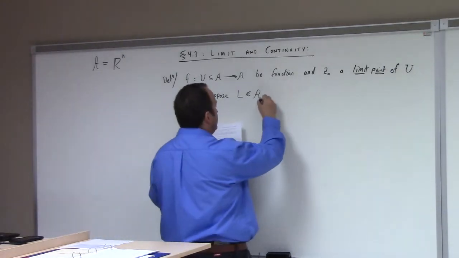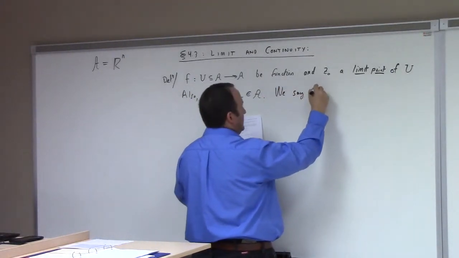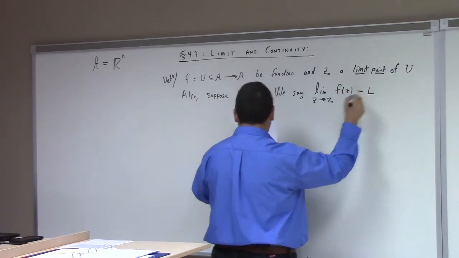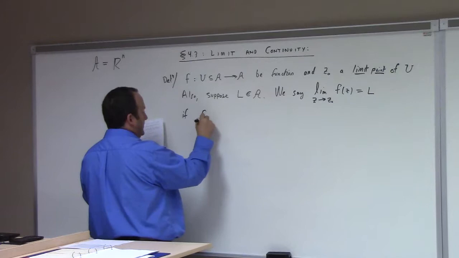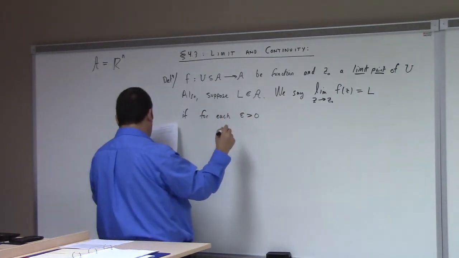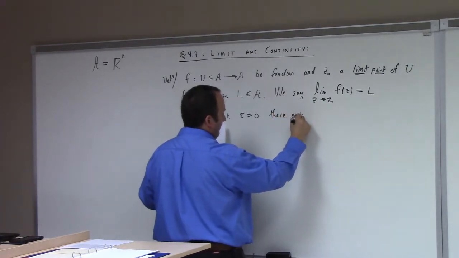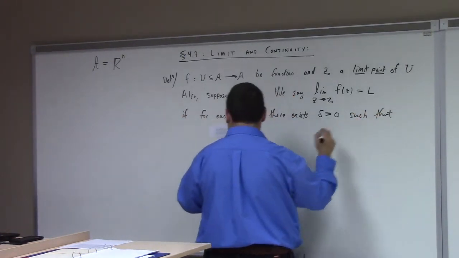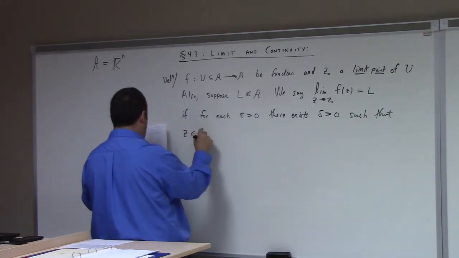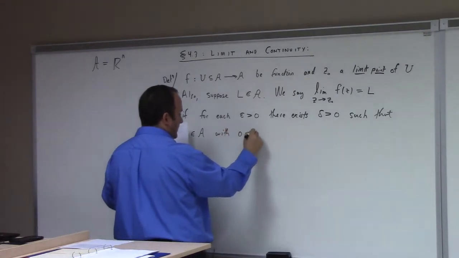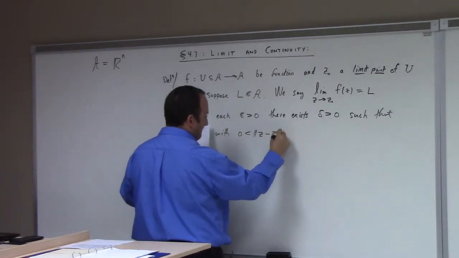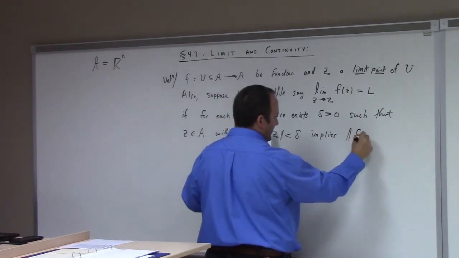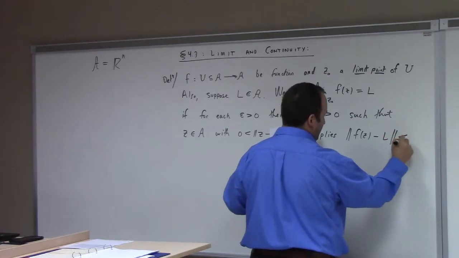Anyway, so let Z be an element of A. Here's the deal. We say the limit as Z goes to Z naught of f of Z is equal to L if for each epsilon greater than 0, there exists a delta greater than 0 such that Z in U with 0 less than the norm of Z minus Z naught less than delta implies that the norm of f of Z minus L is less than epsilon.